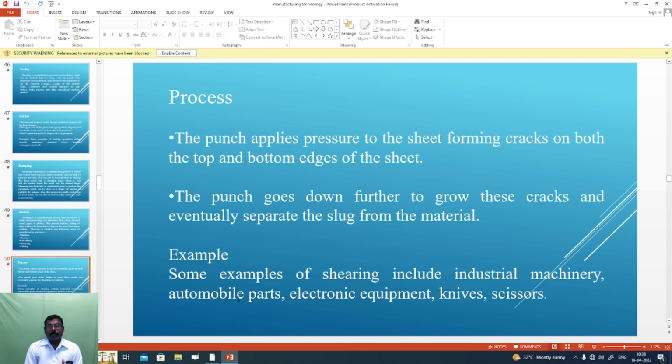The punch applies pressure to the sheet, forming cracks on both the top and bottom edges of the sheet. The punch then goes further to grow this crack and eventually separate the slug from the material. Examples of shearing include industrial machinery, automobile parts, electronic equipment, etc.